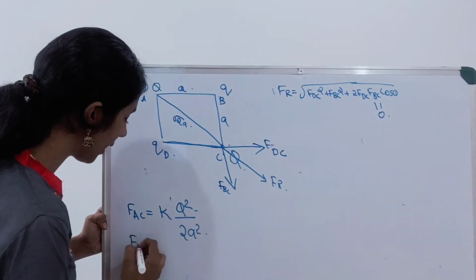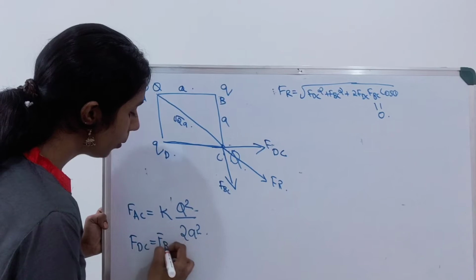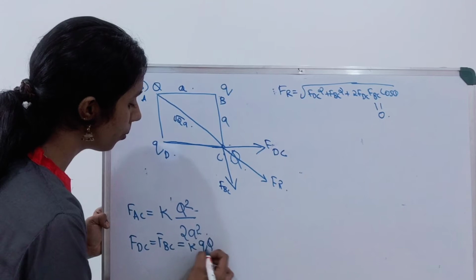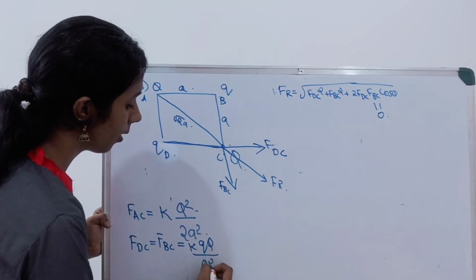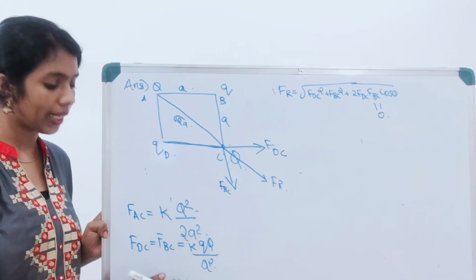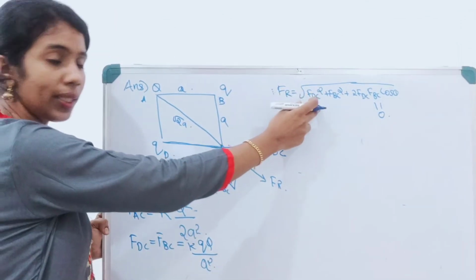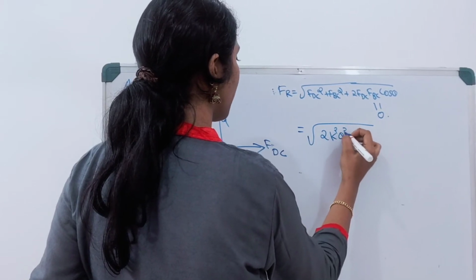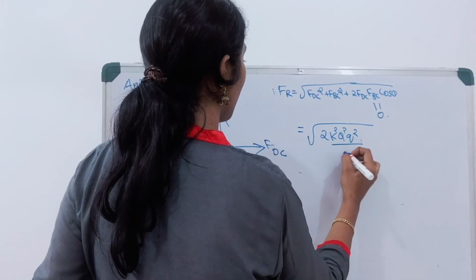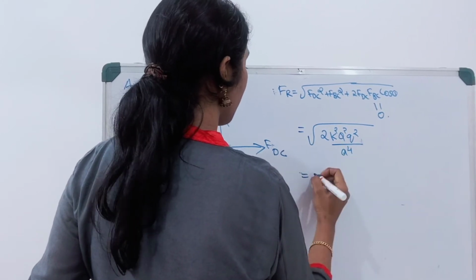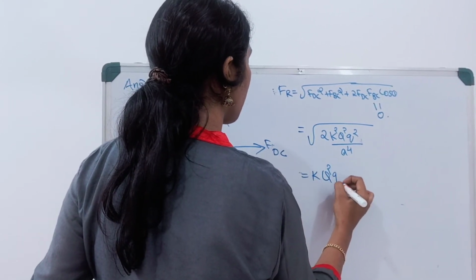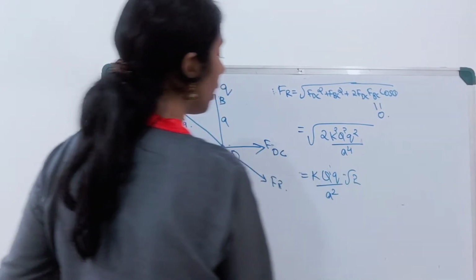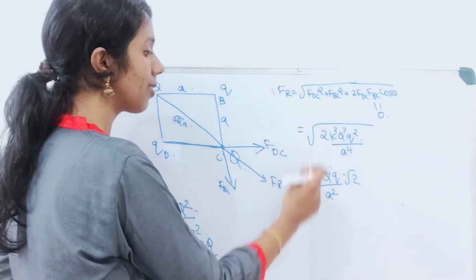Similarly, we will find FDC and FBC. Both have the same magnitude, and the answer is KQq divided by A square. This value can be substituted here. So the equation becomes 2K square Q square q square divided by A raised to 4, and this becomes KQq divided by A square root 2. So this is the resultant force.